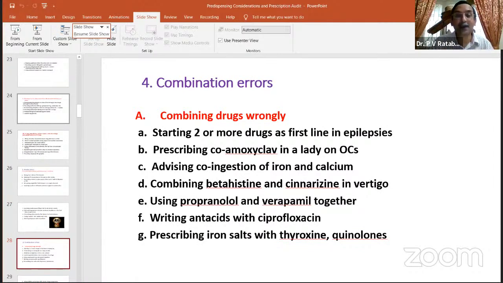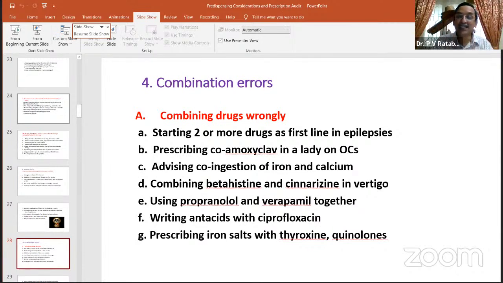And if you dispense co-amoxiclav, or a doctor has prescribed co-amoxiclav, then co-amoxiclav can metabolize oral contraceptives very rapidly. So there can be failure of oral contraceptives and she will become pregnant. And she will blame you that you have made her pregnant. And the judge will not understand what exactly happened. So these are common things to be picked up.